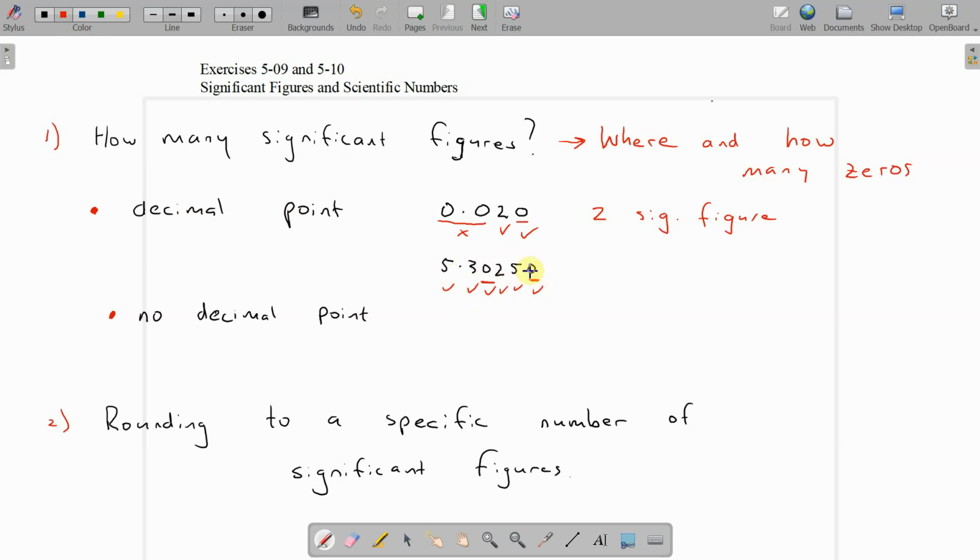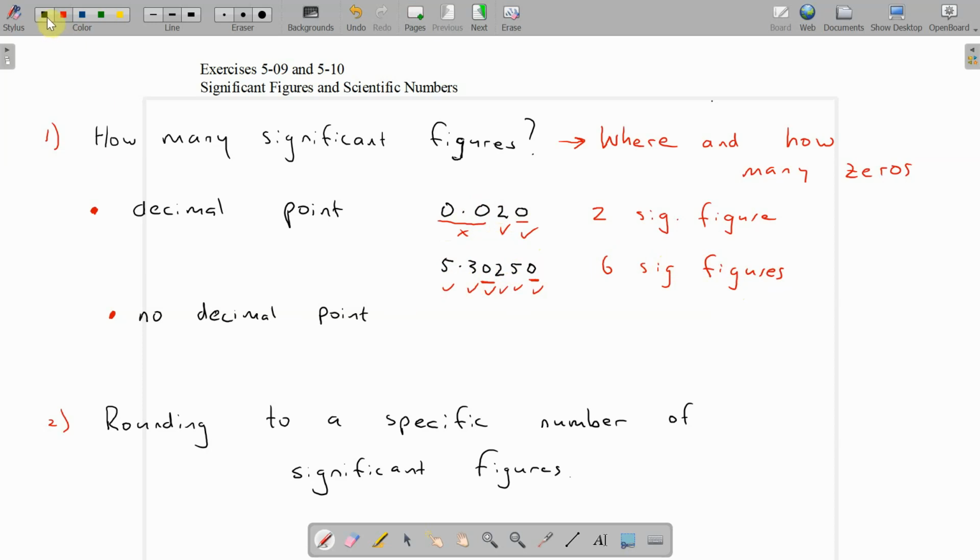So all of them are significant in this one, but only 2 in this one, because they've got a couple of zeros at the beginning. 1, 2, 3, 4, 5, 6 significant figures. Okay, so decimals, don't count at the beginning, count at the end and in the middle, plus all the other numbers that are not zero.